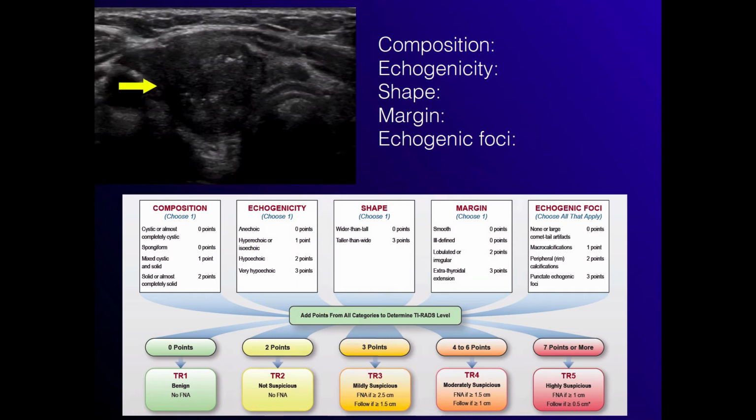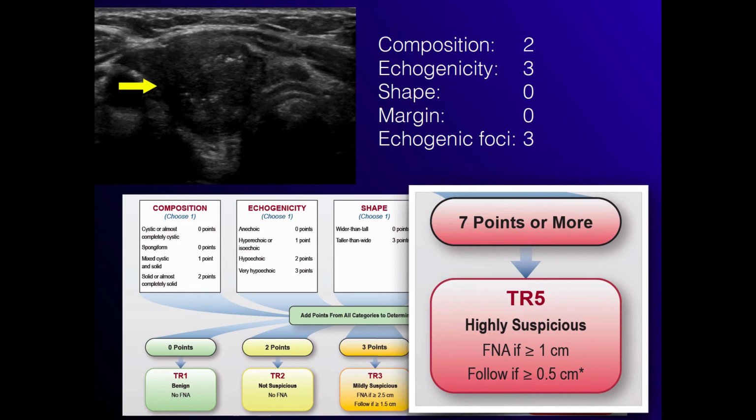So this nodule is certainly more suspicious looking. It's solid, its echogenicity is very hypoechoic compared to the thyroid, and as hypoechoic as a strap muscle, so this is considered very hypoechoic. The shape, it's not taller than wide. Margins, I can't definitely say it's irregular or lobulated, so I'm just going to categorize it as smooth. And then echogenic foci, there are punctate echogenic foci, also known as microcalcifications, so that gives it a 3. So in total, this gets 8 points, and so this is considered highly suspicious. And you would FNA this if it was 1 centimeter, and you would follow it up if it was 5 millimeters or greater. And if it was less than 5 millimeters, you would not report this.